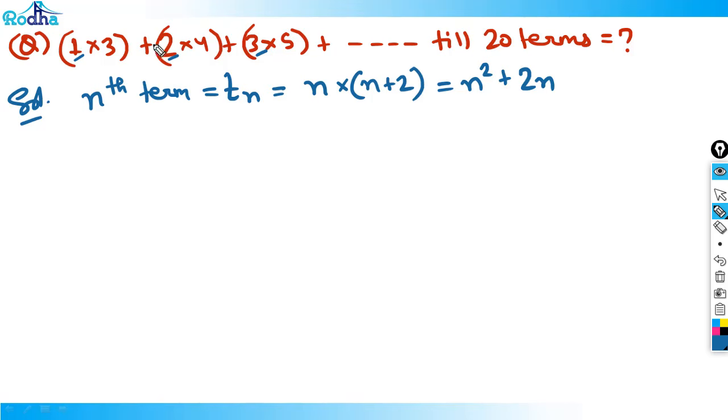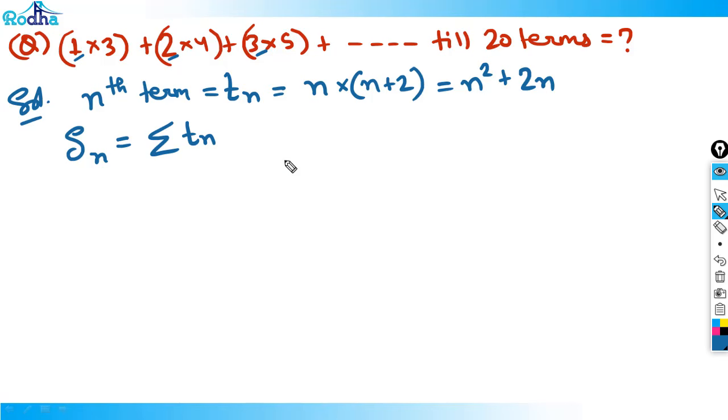Now what do I do? I do the sum till n terms, sum till 20 terms. Right now, sum till n terms. What is the sum of n terms? The sum of n terms is equal to sigma Tn. Now understand, it's not a formula. Understand its breakup actually. It's nothing else.